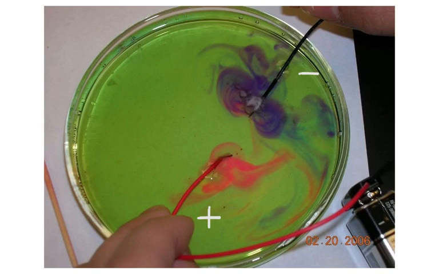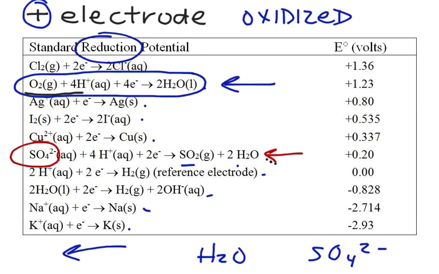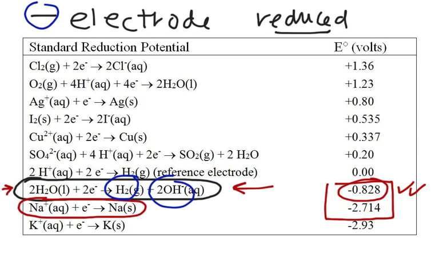So here's our situation. We've taken a little petri dish, we put in some sodium sulfate and water, and then we added some universal indicator. The universal indicator is good because it can tell us whether there are hydrogen ions or hydroxide ions being formed. So we said at the negative electrode we would expect to see water getting oxidized.